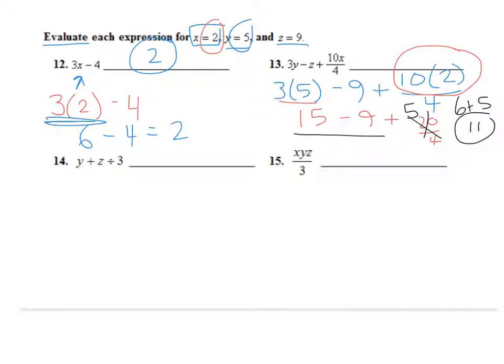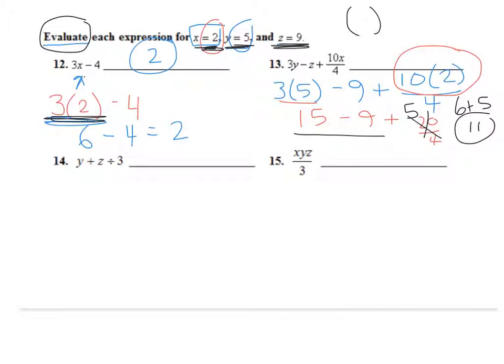Okay, I already started the first two. Evaluate means you need to plug in these numbers. If you see an X, put this 2 in. If you see a Y, put a 5 in. If you see a Z, put a 9 in. So the first one was 3, but there's an X. So instead of writing X, I'm going to write 2. Whenever I plug numbers in, plug them in parentheses. It will help later. So I have 3 times 2, which is 6, minus 4 is 2, so my answer is 2.